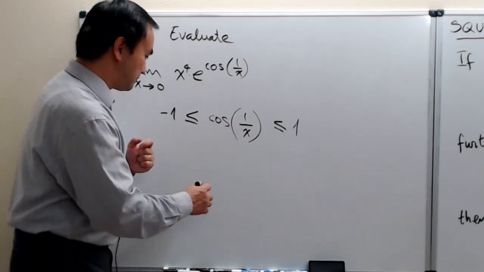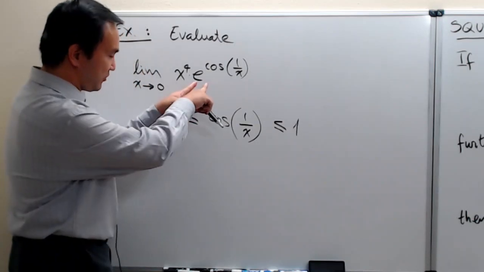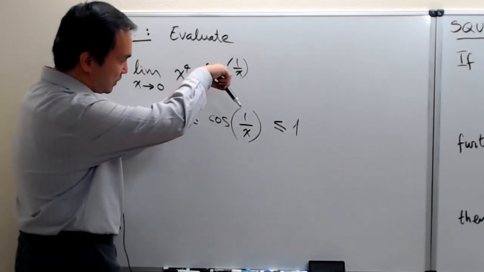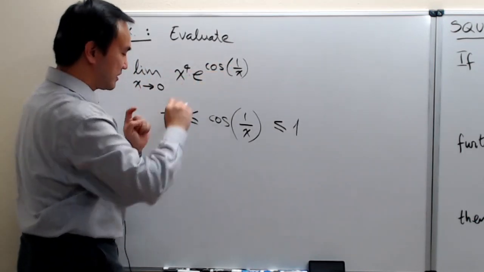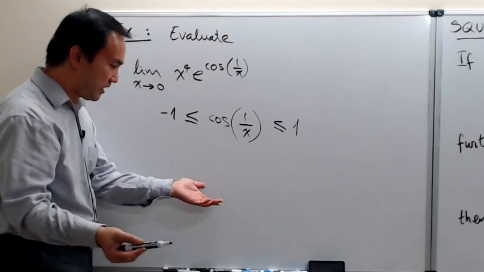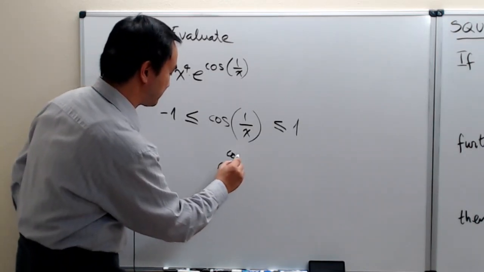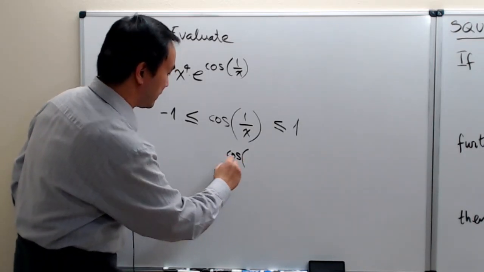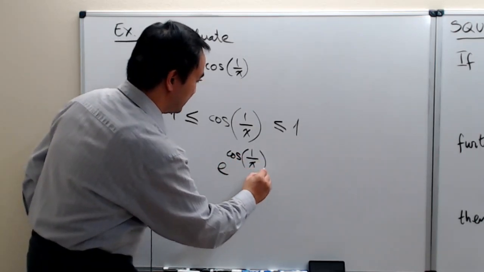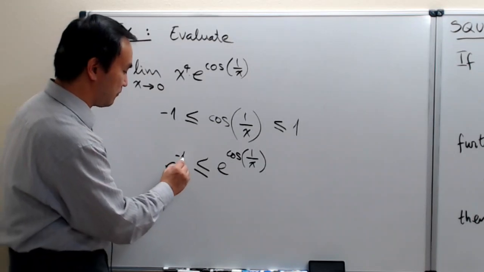And so now the challenge here is the next step. Our function here has e to the cosine, so cosine is the exponent. But as a property of inequality, we can raise e to the cosine of 1 over x. And on the other hand, your left-hand side will become e to the -1 power.